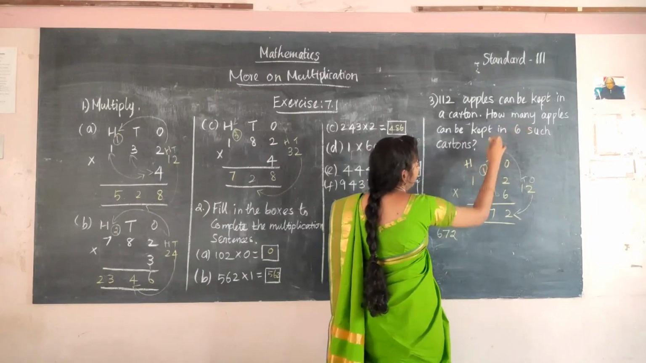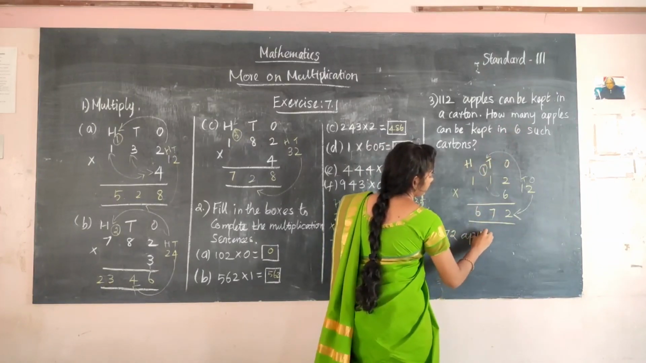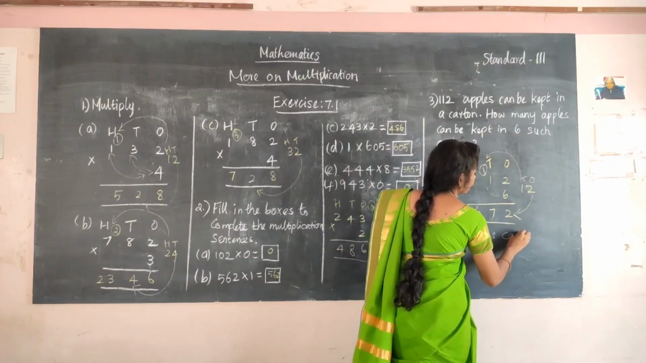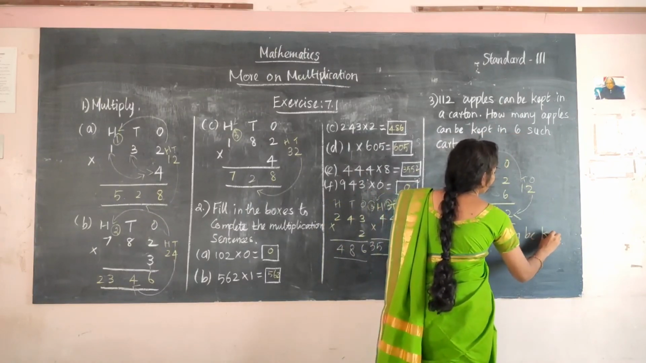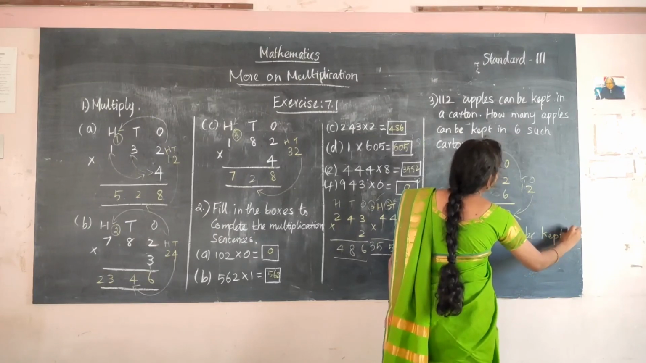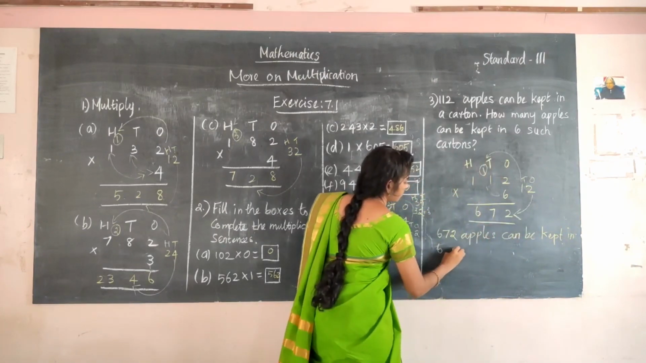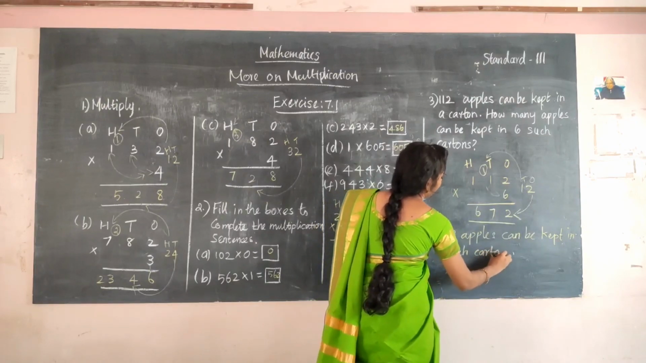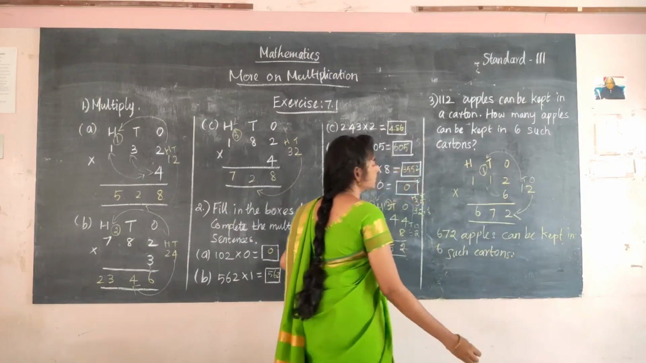672 apples can be kept in 6 such cartons. So this is the answer.